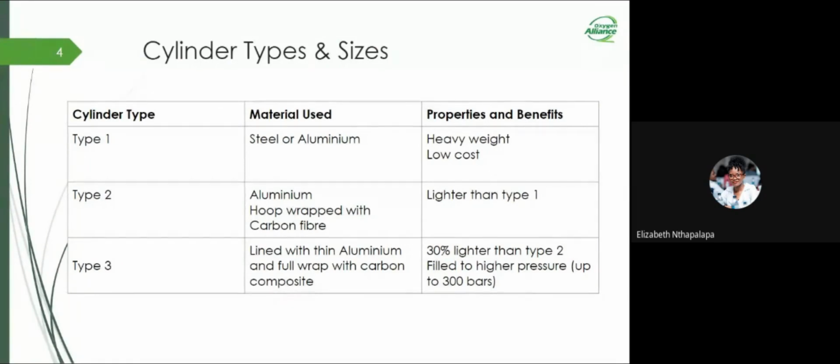So actually, this material composition has an influence on its properties. For type 1, the one that is just made of steel or aluminium, these ones are heavy in weight. And as we're moving down to type 2, the weight is getting lighter and lighter to type 3. These properties also give them different pressures at which they can contain the gases. For example, type 1 contains pressures of about 150 bars, type 2 somewhere about 207 bars, and lastly, type 3 has 300 bars.